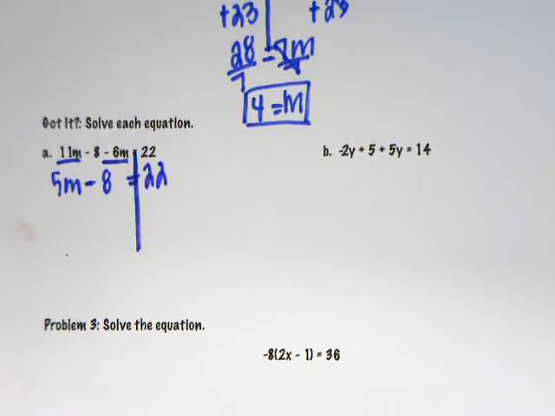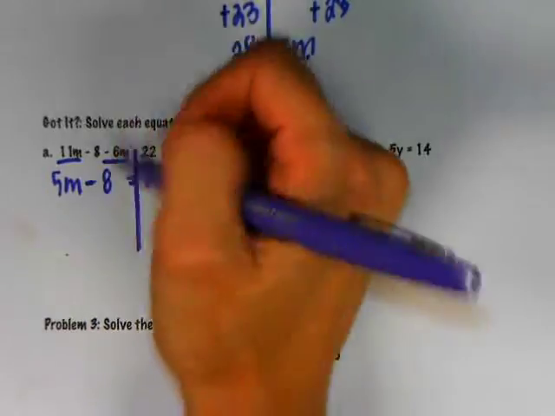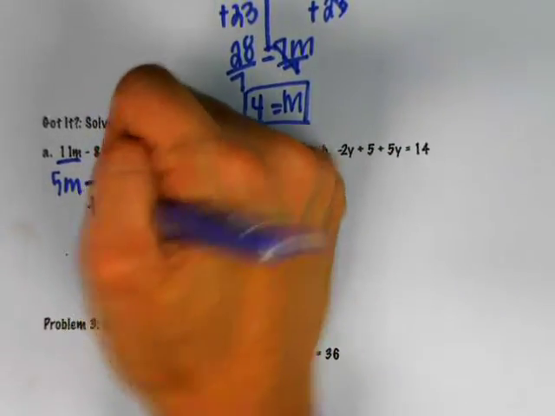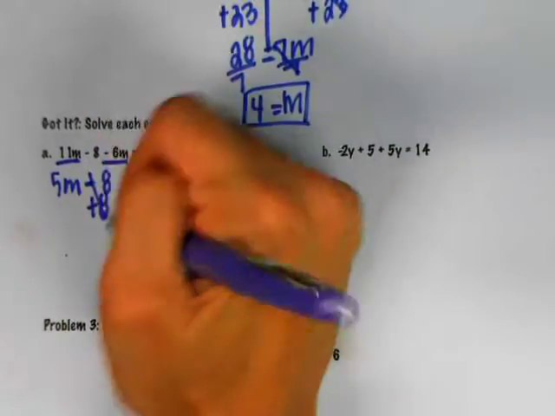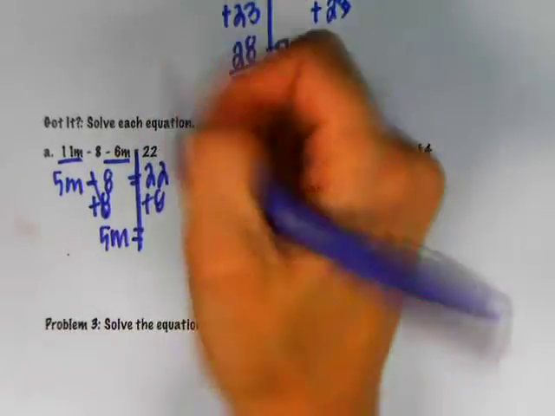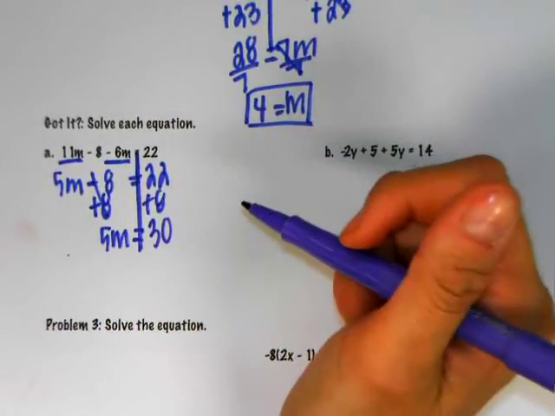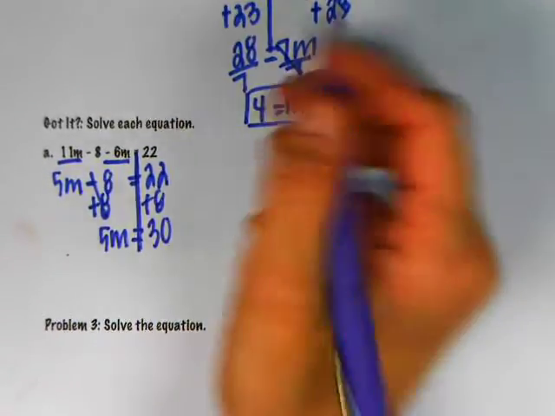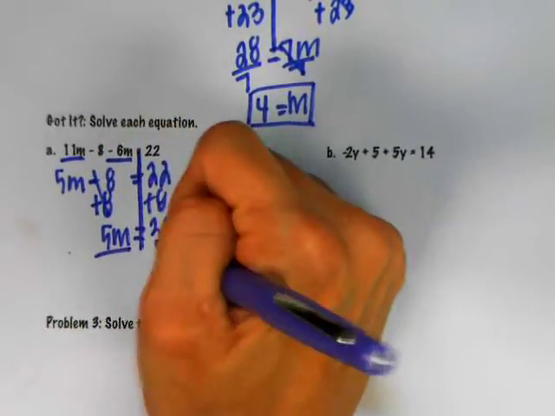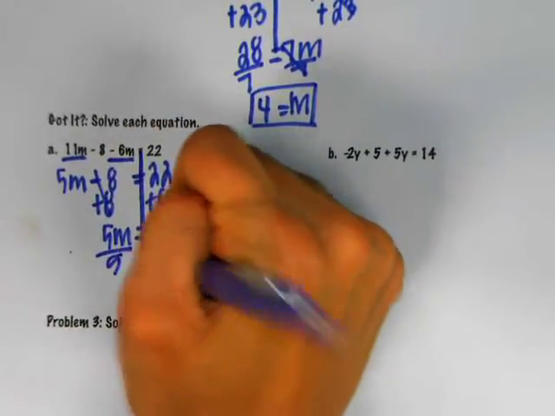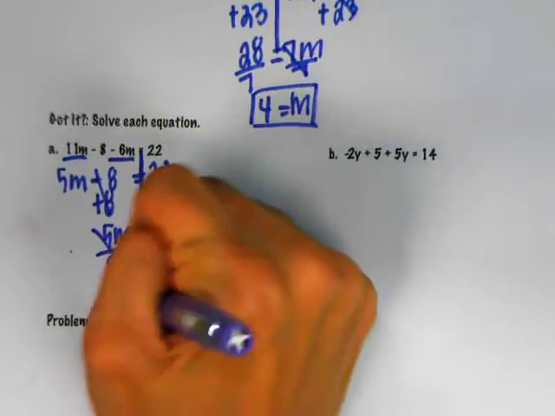Okay. So now, how do I get rid of a minus 8? Plus 8. So you have 5m equals 30. And then, what do I divide this by? 5. You get m equals 6.